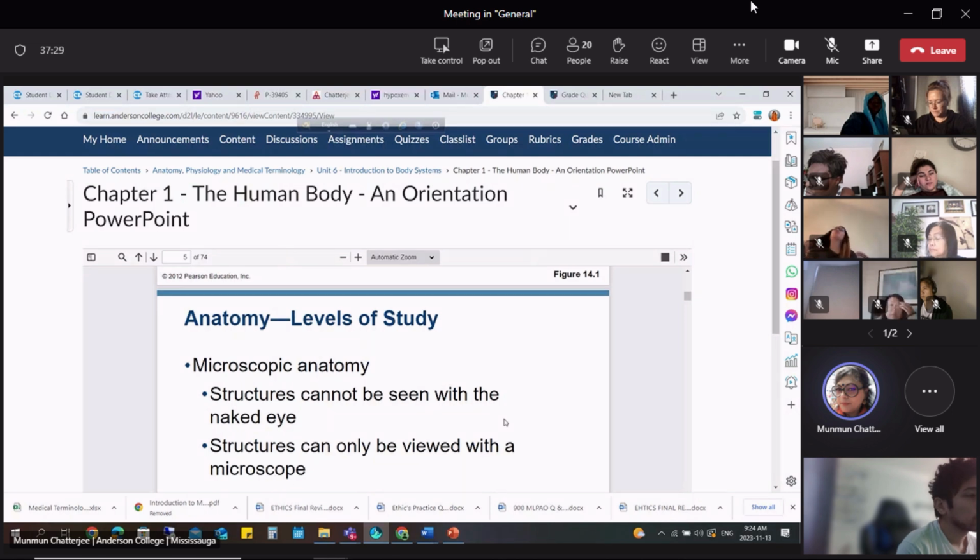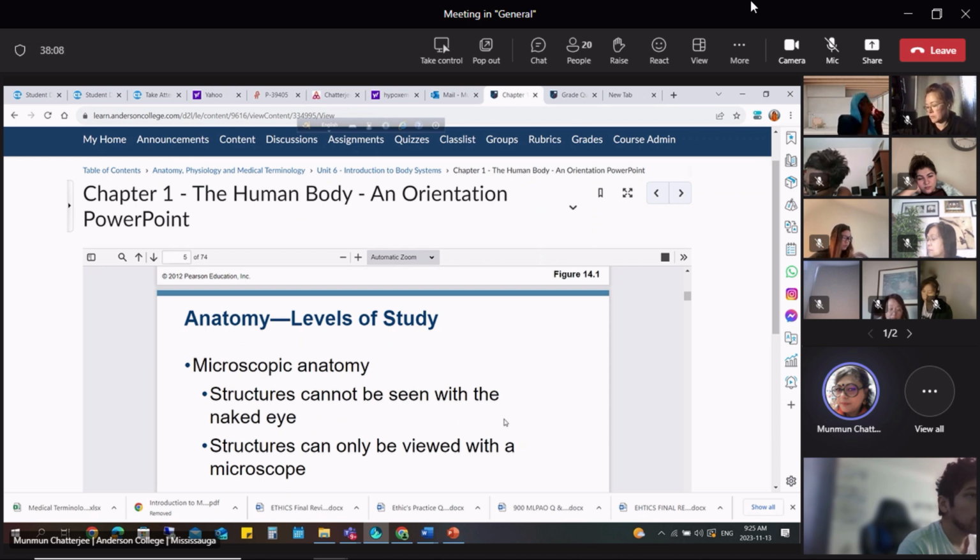Microscopic anatomy is called microanatomy, which cannot be seen by your eye without any aid or is not easily visible. You need some instrument to view it. That is microanatomy, which cannot be seen by the naked eye. It is the structure which can only be viewed with the microscope.